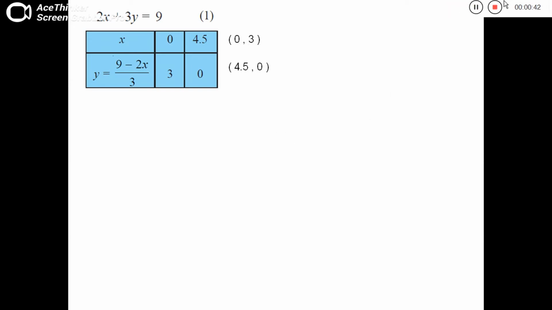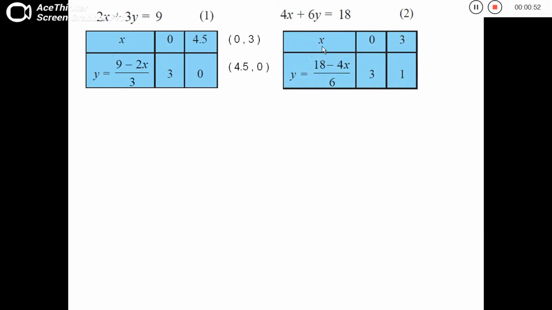Similarly, for the second equation, which was 4x + 6y = 18, you have to find two solutions for this also. If x = 0, you will get y = 3. If x = 3, you will get y = 1. So we have taken two solutions from both the equations. The first solution is (0, 3), and the second solution is (3, 1). Let us represent these points on the graph.